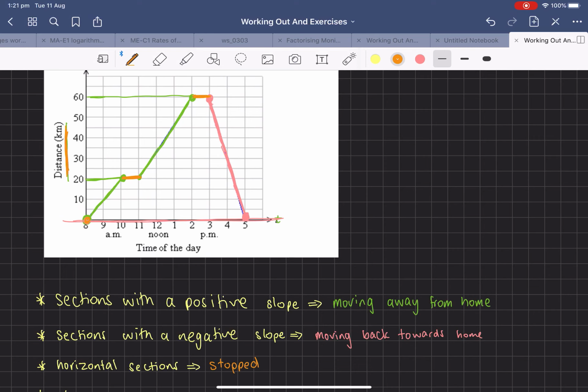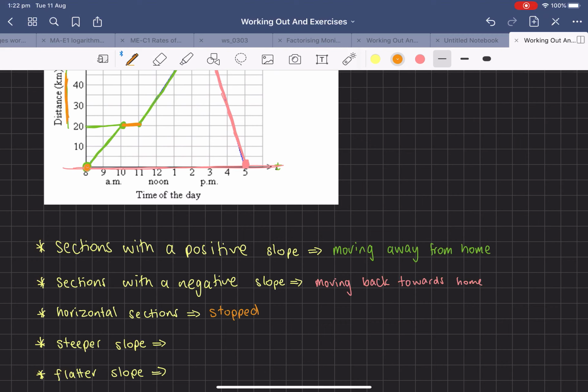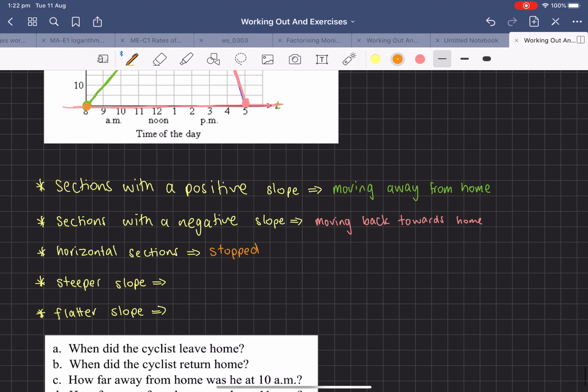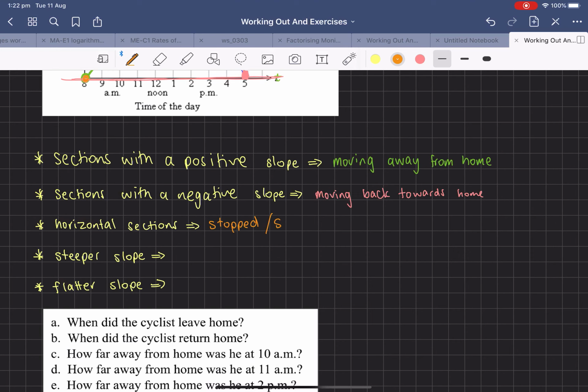And the same is happening up here in this line segment at 60 kilometers. He's not getting further away from home. He's not coming back towards home. He's staying 60 kilometers away, which means he's also stopped. Now, sometimes in maths, instead of saying that he's stopped, another word that we usually use is stationary. Not stationary like pens and pencils, stationary with an A instead of an E, which means not moving.